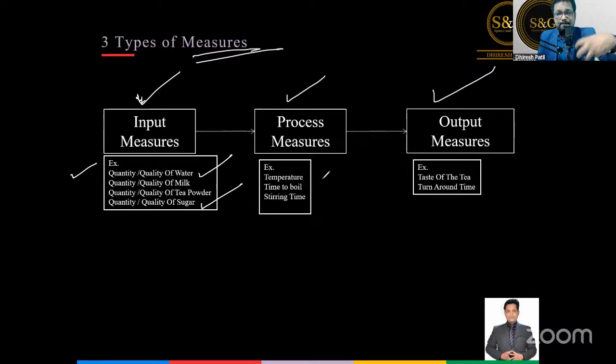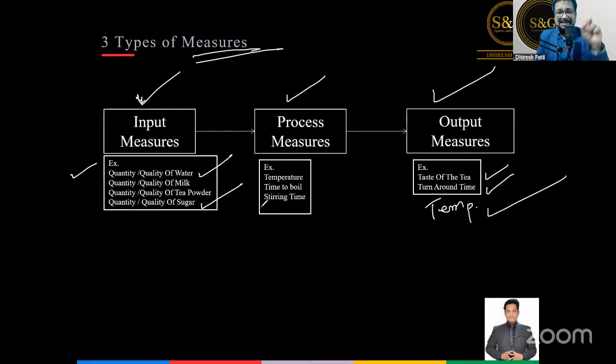Process measure में क्या है? Temperature of that mixture, basically in the process. How much time you are boiling to brew that entire mixture, and its stirring time. How much time are you stirring the entire mixture? Then the output measure could be the taste of the tea on a scale of 1 to 10, turnaround time, or maybe the temperature of the cup of tea. At what temperature you are serving the tea, that also can be an output measure.